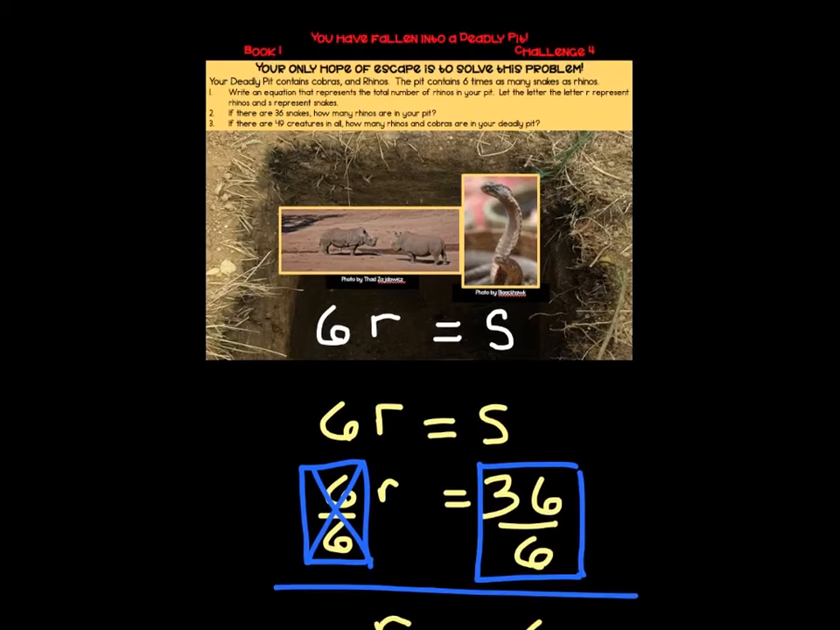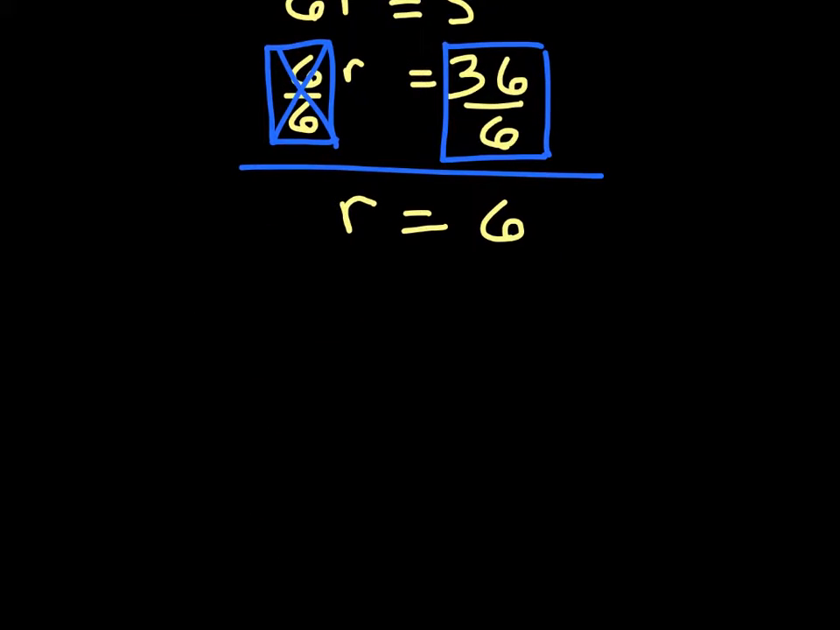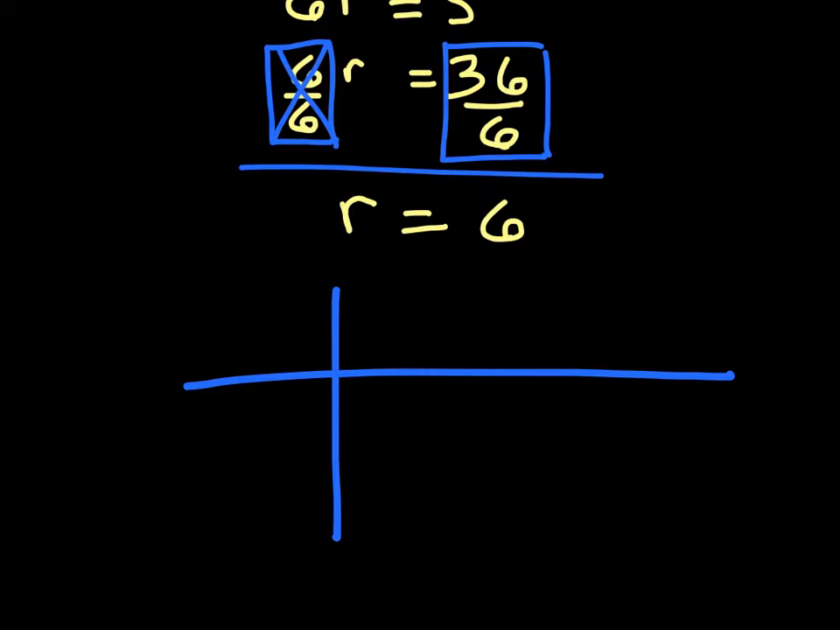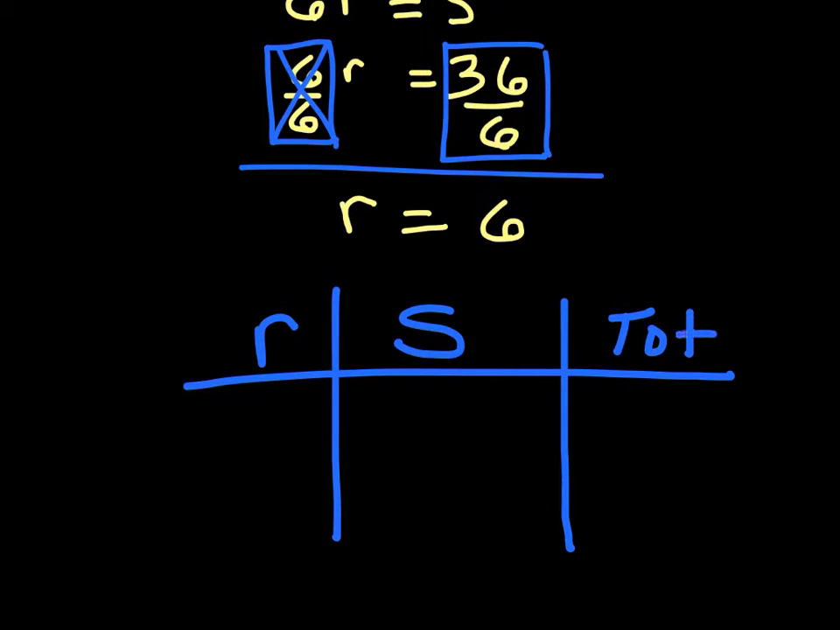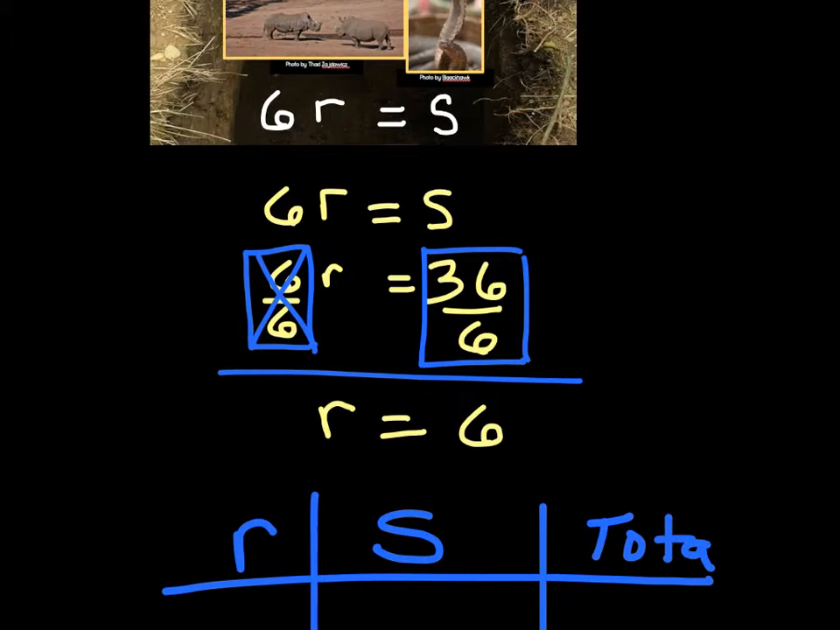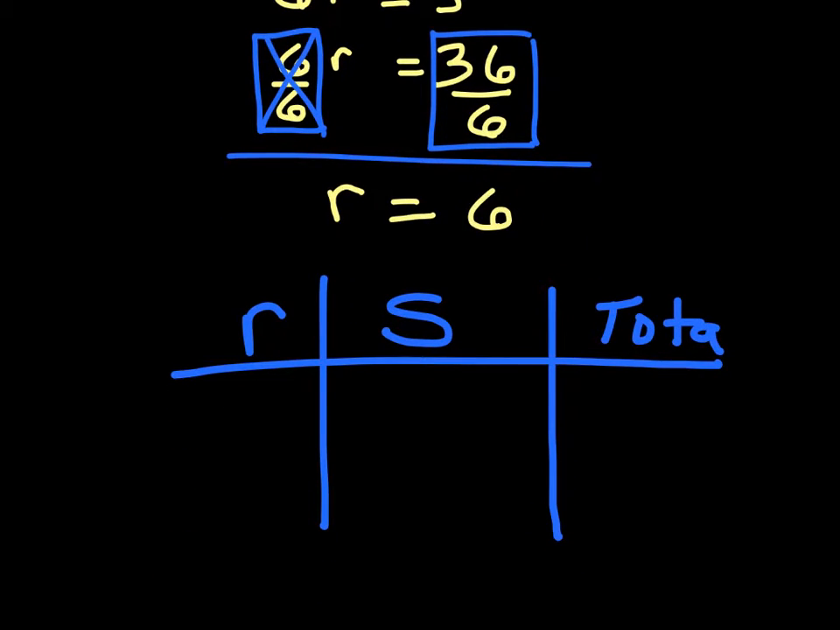Now remember, I like to make a triple-decker T-chart here. So I'm going to make a line here, and I'm going to make rhinos here. I'm going to make the snakes there, which are cobras, right? And then I'm going to put total right here. And now, if I come back up here to my formula, I can see that if I have 1 rhinoceros, I got to multiply that by 6 to get snakes, right? So if I have 1 rhinoceros, I'm going to have 6 snakes. So I'll go ahead and do that.